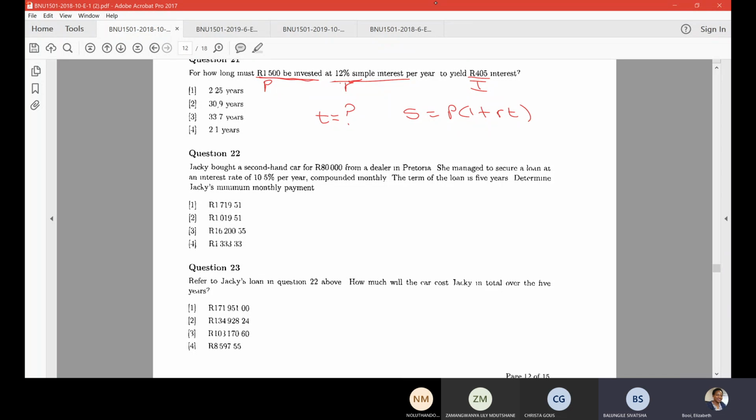Do we know what S is? S is P plus I, sorry.